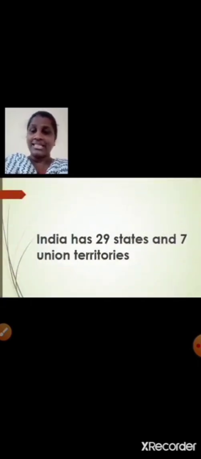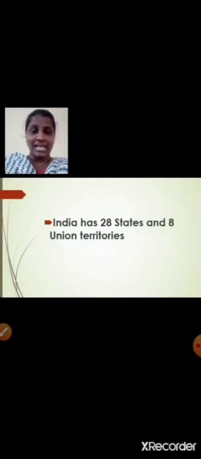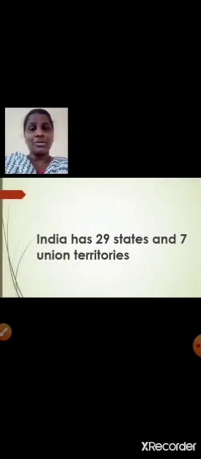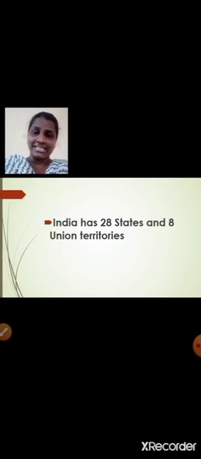Now let us learn about the states and the union territories. India has 29 states and 7 union territories. But as per the recent updates, our country has 28 states and 8 union territories. Now you will ask, Miss, earlier it was 29. How come 28 now? Earlier we had Jammu and Kashmir as one of the states, but now it has been merged with the union territories. So now we have 28 states.